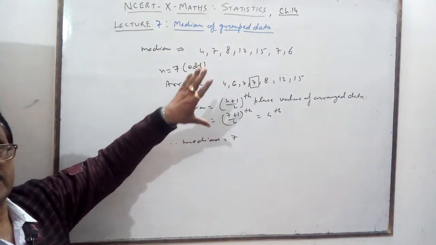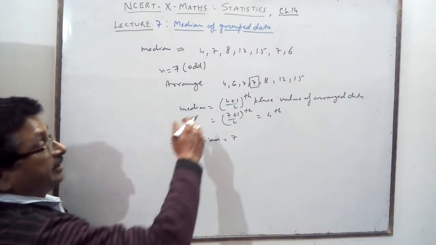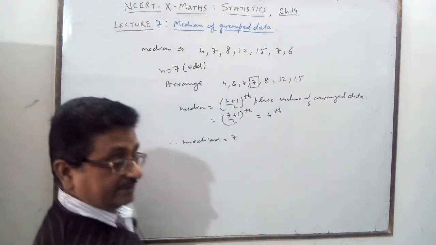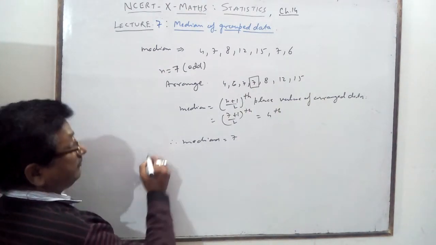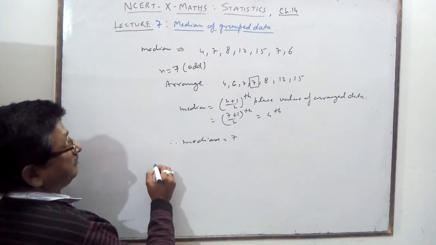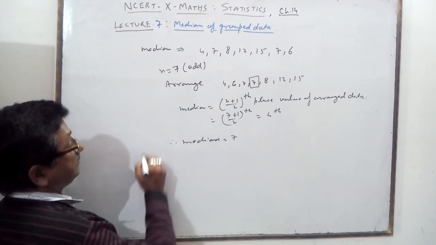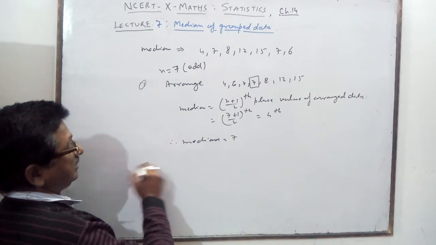This is one formula given in the previous class, in 9th as well as in 7th. This was the first example, when the number of terms is odd. Next.